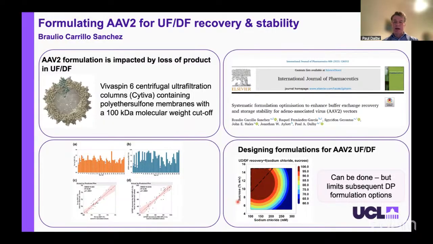This was for AAV2, in collaboration with the company Pharmaron. We found that low salt but high sucrose was very important for maximizing yield through the sterile filtration step. But it highlights some of the challenges, because while we can get through and do that buffer exchange, that then limits the formulation options we might have for the final drug product.